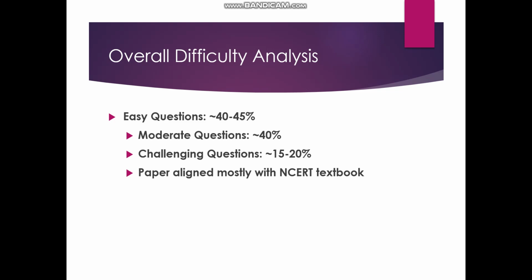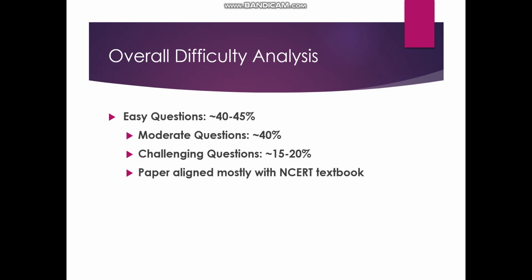So this is my overall analysis of this paper. From my perspective, easy questions lie in the range of 40 to 45%, moderate questions about 40%, and challenging questions approximately 15 to 20%. Those students who have higher thinking ability and are critically sound can easily do the questions. I can't really call these challenging questions. Those who are well prepared in mathematics can easily do them.